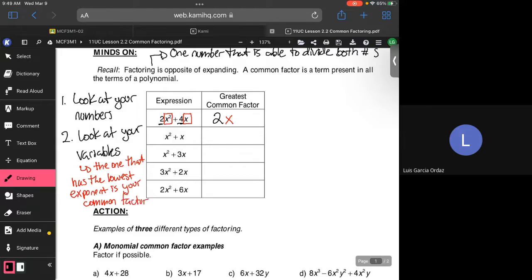Okay, now let's go on to my next one. I have x squared and x. What is the biggest common factor between x squared and x? Okay, 1, that's my number. How about my variable? X. So again, I have x squared and x. I take the one with the lowest exponent, and that is my common factor.